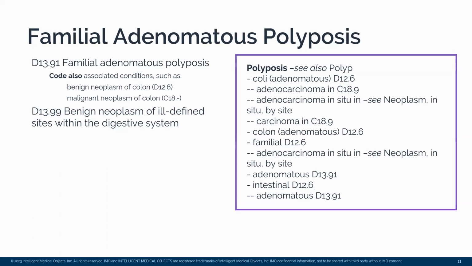I did want to highlight that the indexing looks a little bit confusing right now. If you see polyposis coli, adenomatous is a non-essential modifier directing to D12.6. The same thing is present with the subterm for colon, but then under intestinal, they broke out adenomatous and directed it to D12.91. We've asked the committee whether they wanted to make some adjustments in that, if the adenomatous actually should not be a non-essential modifier at coli and colon, and correct the indexing.